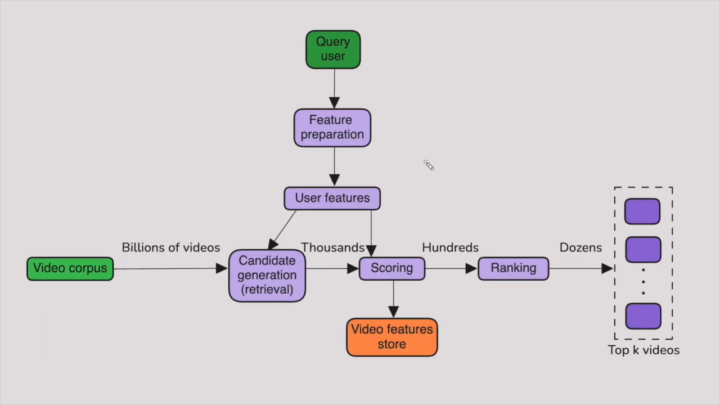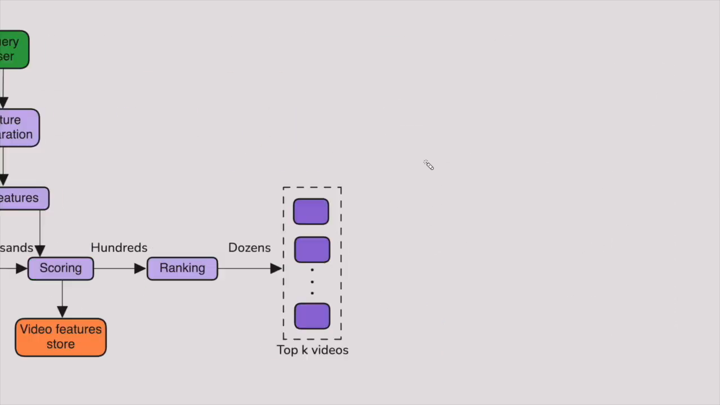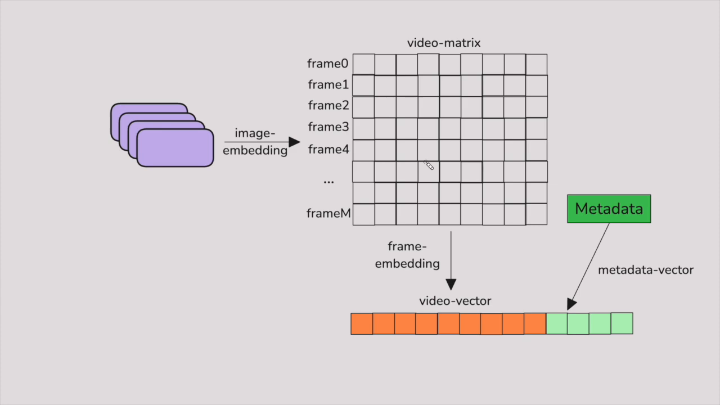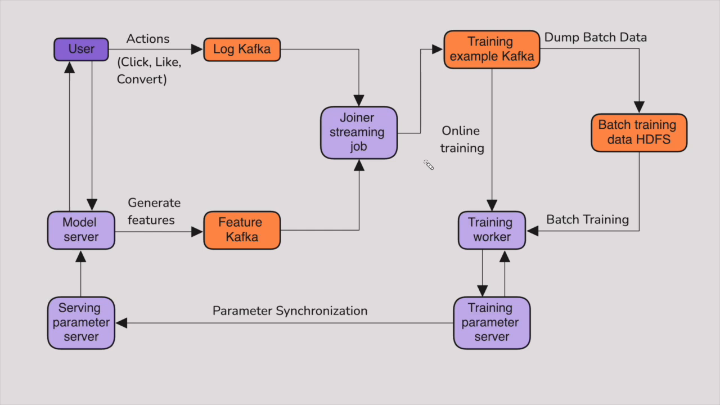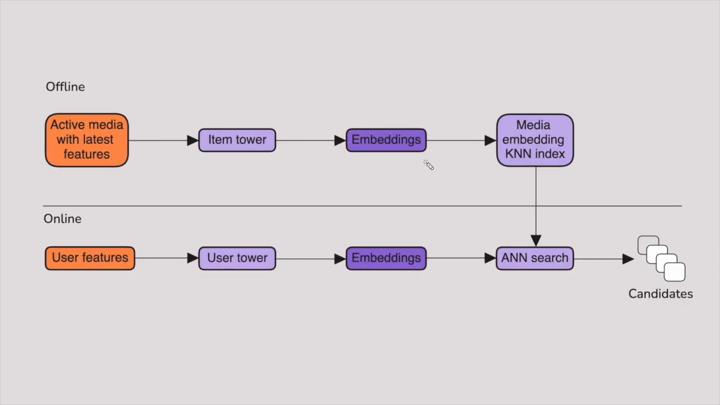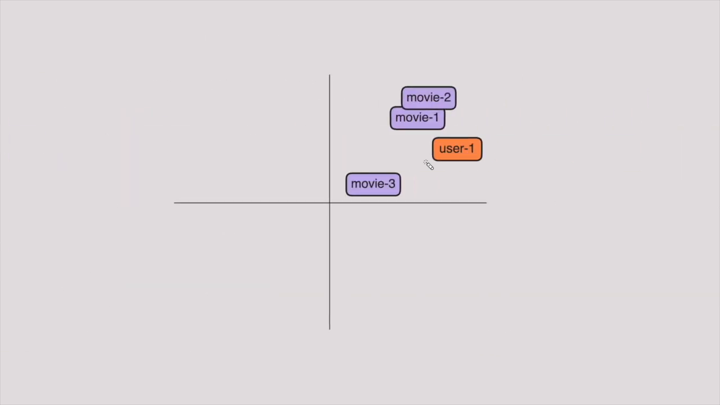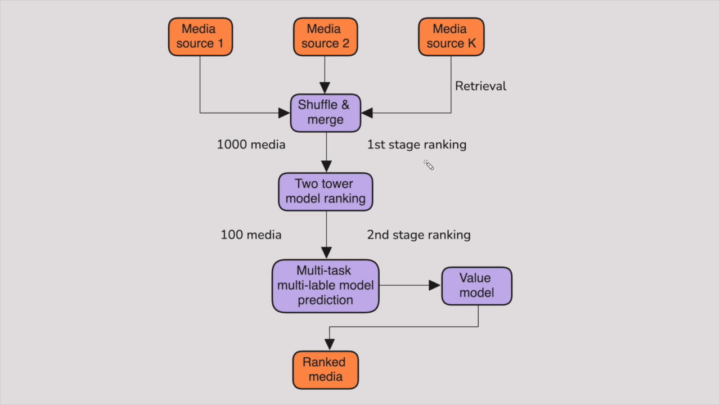Then we're going to drill down into more details and talk about how to represent videos as vectors. We'll talk about the training of the recommendation models, whether it's batch and offline training or real-time and online. We'll talk about the specifics of the two-tower architecture recommendation system as well as the ranking. With that, let's get to the video.